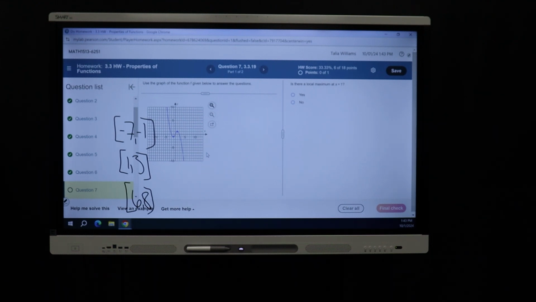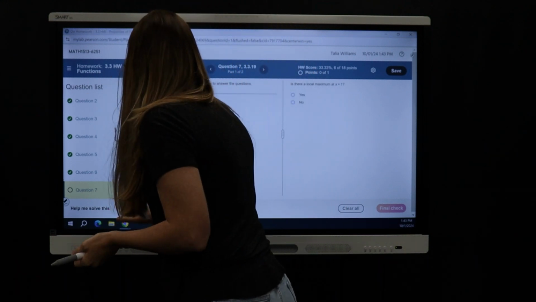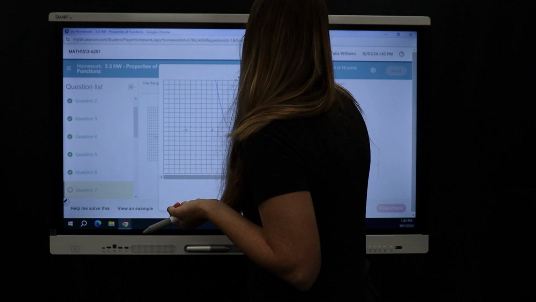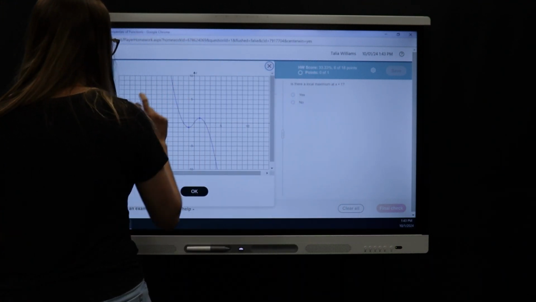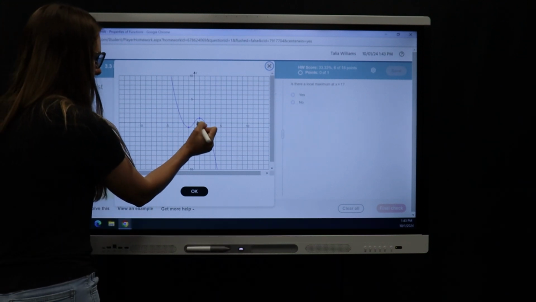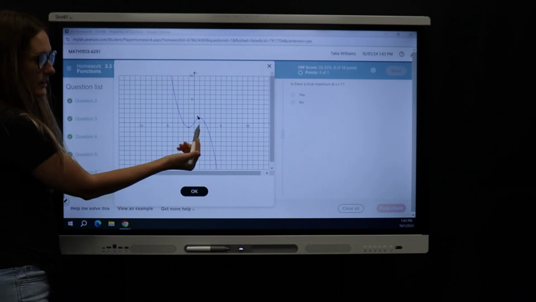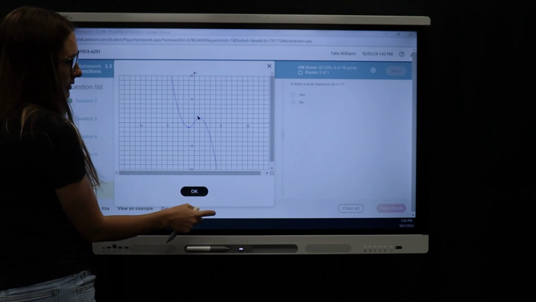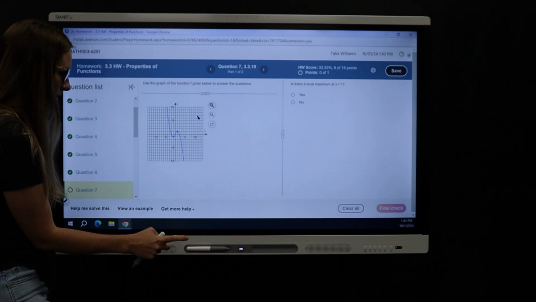Use the graph of the function f given below to answer the questions. Is there a local minimum at x equals 1? There's two parts. So first go to where x is 1, right here. This is the minimum at -1. This is the local maximum. Oh, it says is there a local maximum at x equals 1? Yes.